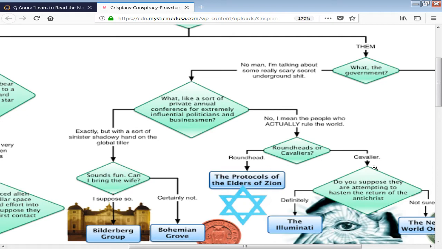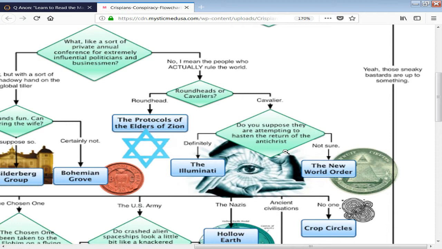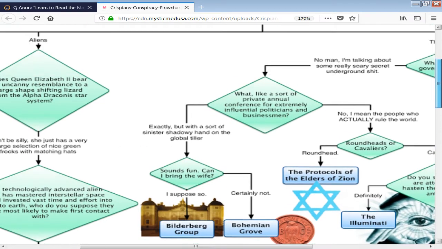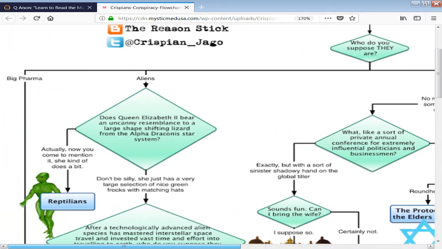Then if you think it's the Cavaliers over here, then the question is, do you suppose they are attempting to hasten the return of the Antichrist? I would say definitely, which is the Illuminati. Not sure, New World Order. They're both interchangeable. And then let's go over here. So this one was the government one. It's the government, or it's them, I would say. So we can go down.